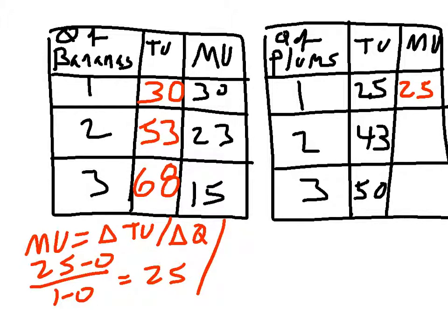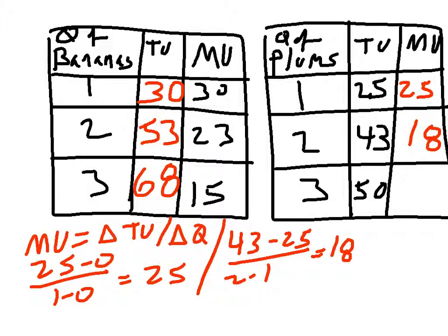What is the marginal utility from the second one? Well, the total utility from the second one is 43. It was 25 for the first one. We have 2 minus 1, and that comes out to be what? 18. Alright? Alright, let's draw a line here again.